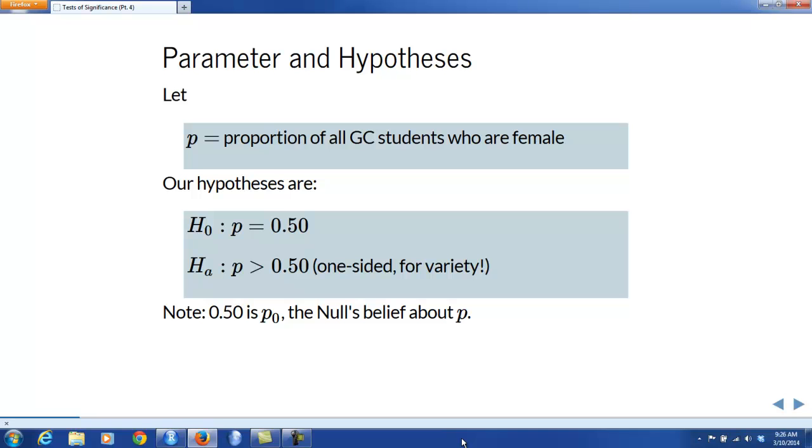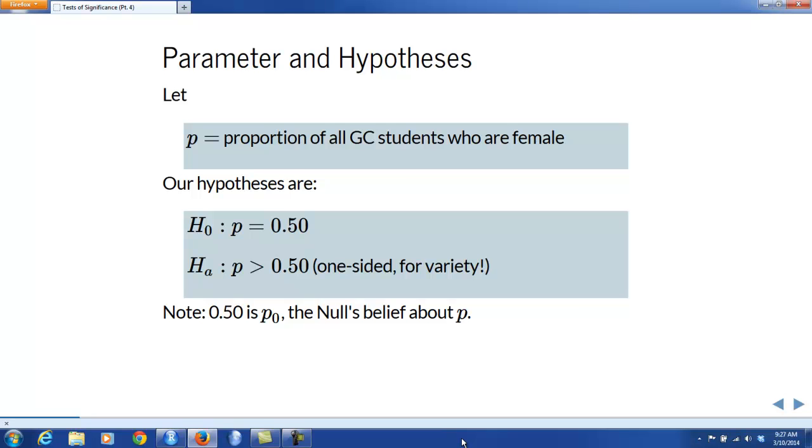The first step in a test of significance is always to define a parameter and to state the hypotheses. This time, let's let P be the proportion of all Georgetown College students who are female. As for our hypotheses, we're wondering whether or not females are in the majority, and 50% is the borderline between majority and minority. So it makes sense to let the null hypothesis claim that P is 0.50. The alternative, which claims that the females are in the majority, is that P is bigger than 0.50.